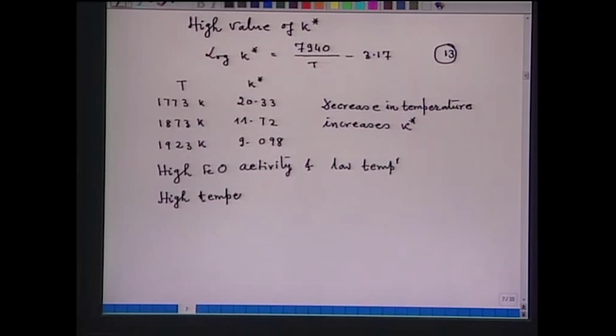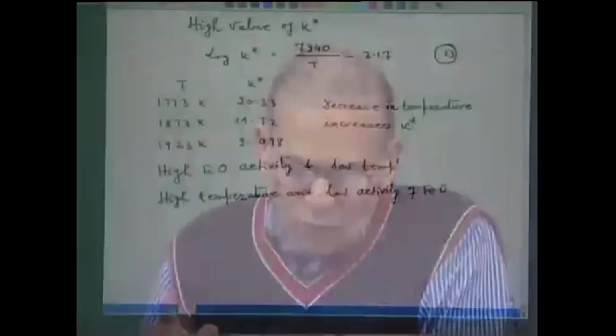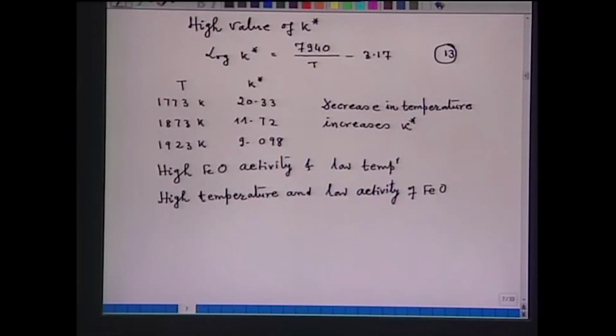On the contrary, high temperature and low activity of FeO will favor the reduction of manganese from slag. I repeat once again, high temperature and low activity of FeO will favor reduction of manganese from slag and manganese concentration in metal increases. Now, low activity of FeO means the FeO is in combined form or the formation of FeO is less. In both the cases, the manganese reduction from slag is favored.